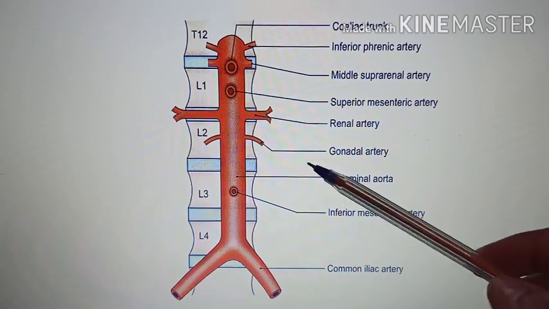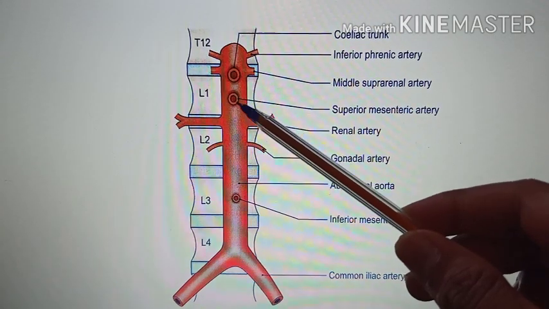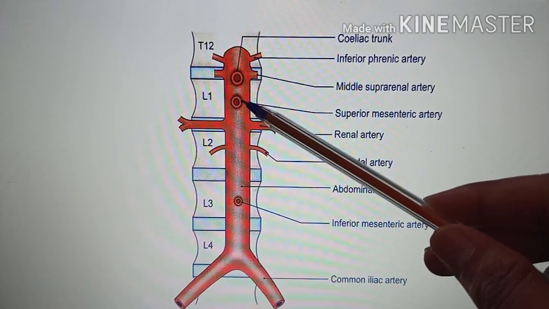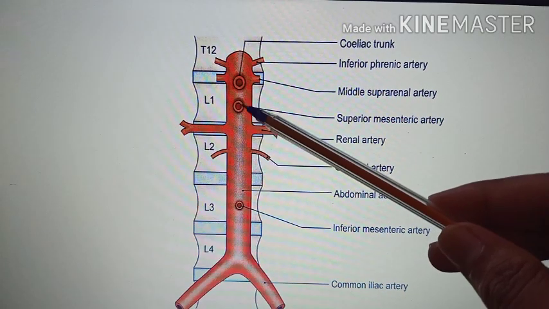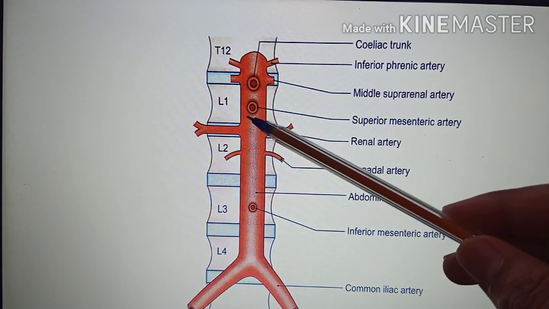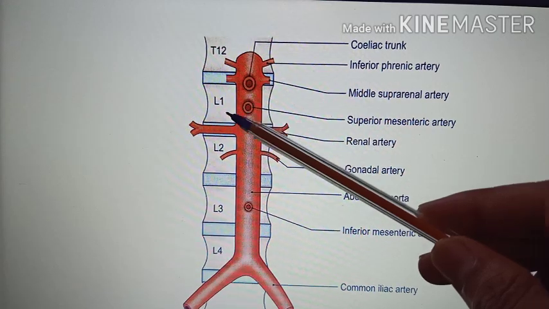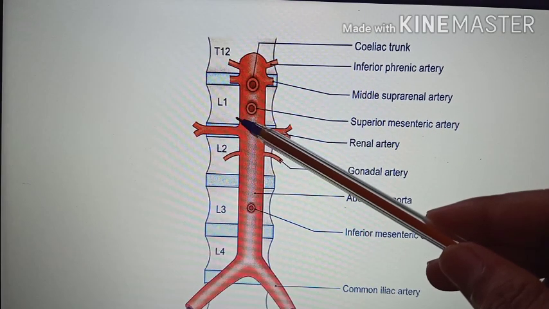So the next ventral branch is the superior mesenteric artery. So this artery is the artery of midgut which arises opposite to the lower border of L1 vertebra. The superior mesenteric artery gives rise to: first is inferior pancreaticoduodenal artery, second is middle colic artery, right colic artery, ileocolic artery and 12 to 15 jejunal and ileal branches.